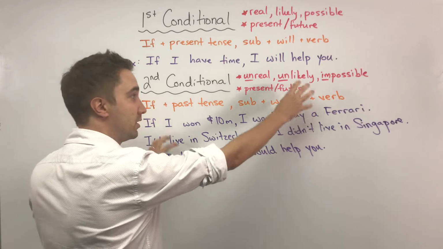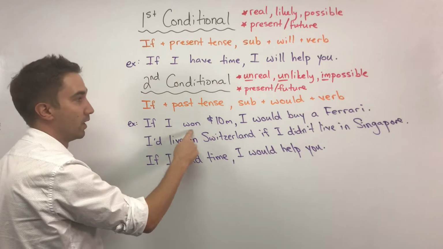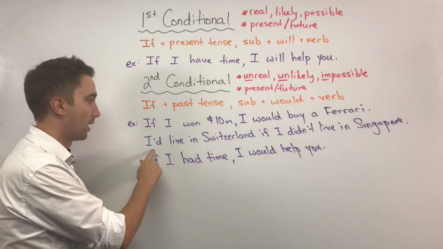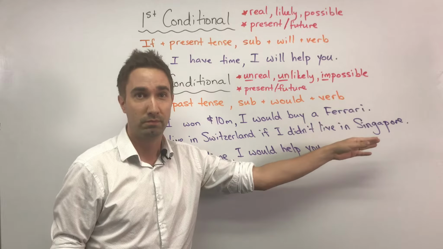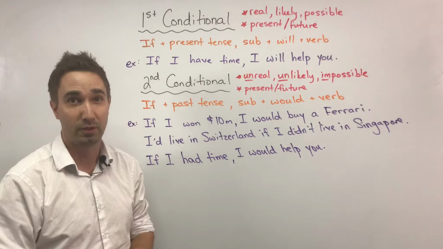We can always switch these clauses around, right? I would buy a Ferrari if I won $10 million. So here's an example with that form. I'd live in Switzerland if I didn't live in Singapore. But I do live in Singapore, so I don't live in Switzerland, right?